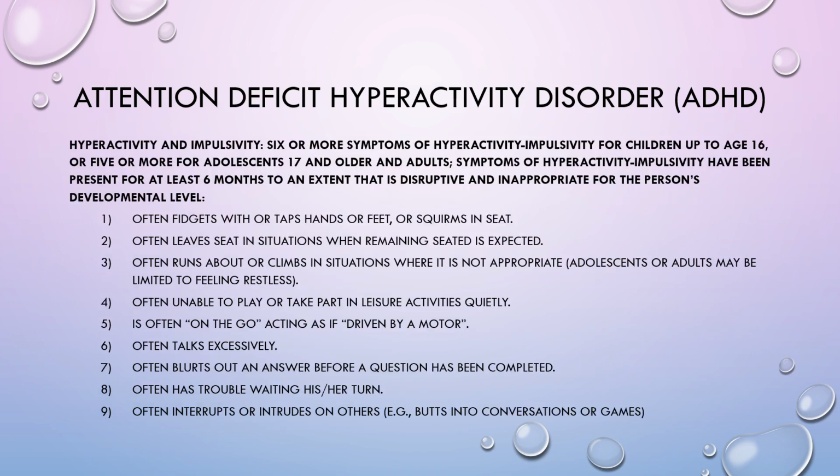Now, to meet criteria for the hyperactivity type, or if we're looking to rule out combined: often fidgets or taps hands or feet, squirms in seat, often leaves seat in situations where remaining seated is expected, often runs about or climbs in situations where it's not appropriate. Maybe adolescents or adults describe this more as feeling restless and always having to be doing something. Often unable to play or take part in leisure activities, often on the go, acting as if driven by a motor, talks excessively, often blurts out an answer before a question has been completed, often has trouble waiting his or her turn, and often interrupts or intrudes on others, in other words, butts into conversations or games.